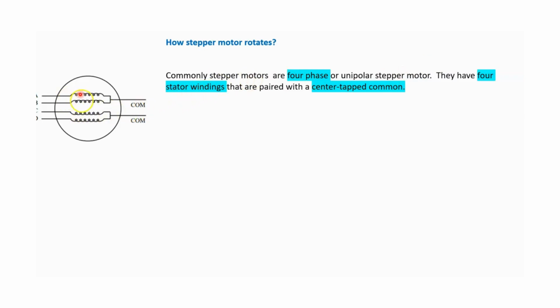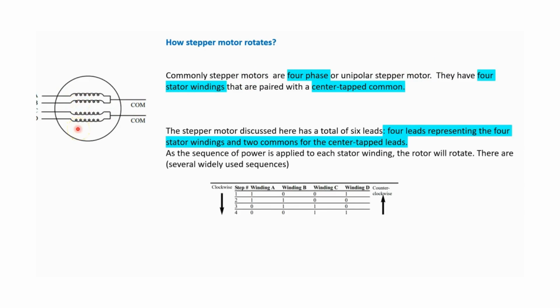It has four windings, but it has six terminals or leads. How are these six? Two windings are joined at one end and the common point is taken out, and similarly the other two windings are joined at one end and another common point is taken out. So common points are two and other points which are related to each winding are four. So there are a total of six terminals of this unipolar motor.